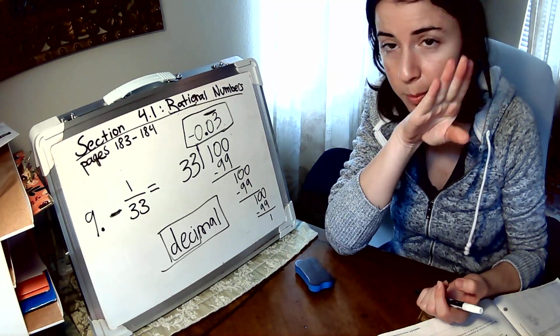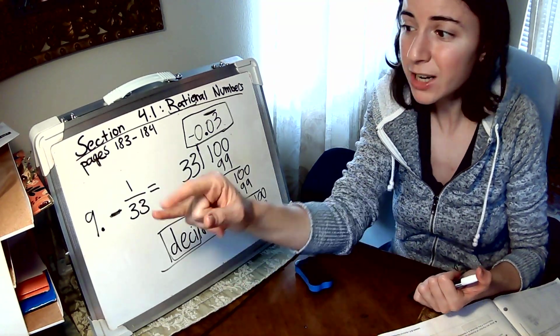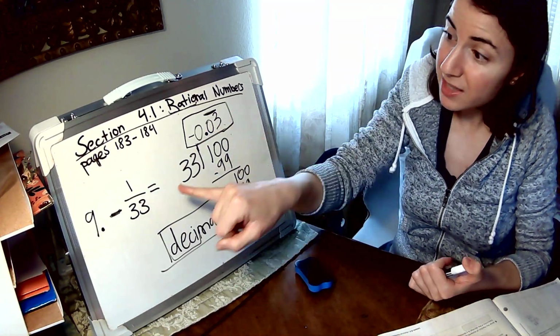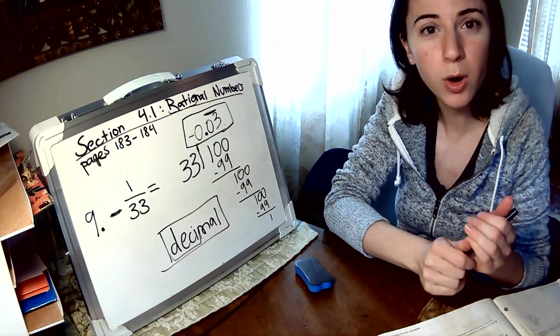All right, I'm gonna stop that tangent. Anyway, so that's the decimal version of -1 over 33.